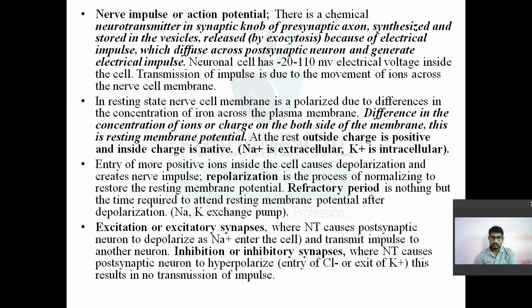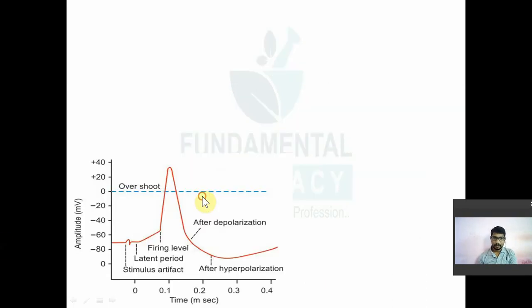That is how depolarization and hyperpolarization occur. Now the synapses where there is entry of sodium are known as excitatory neurons or synapses, and where there is entry of chloride ion inside the cell, that synapse is known as the inhibitory synapse. Now you can see the diagram.